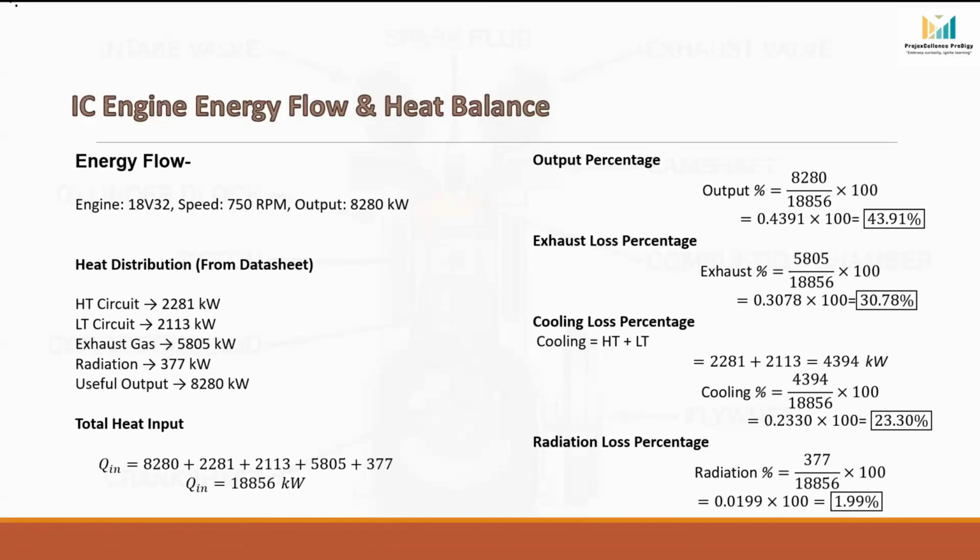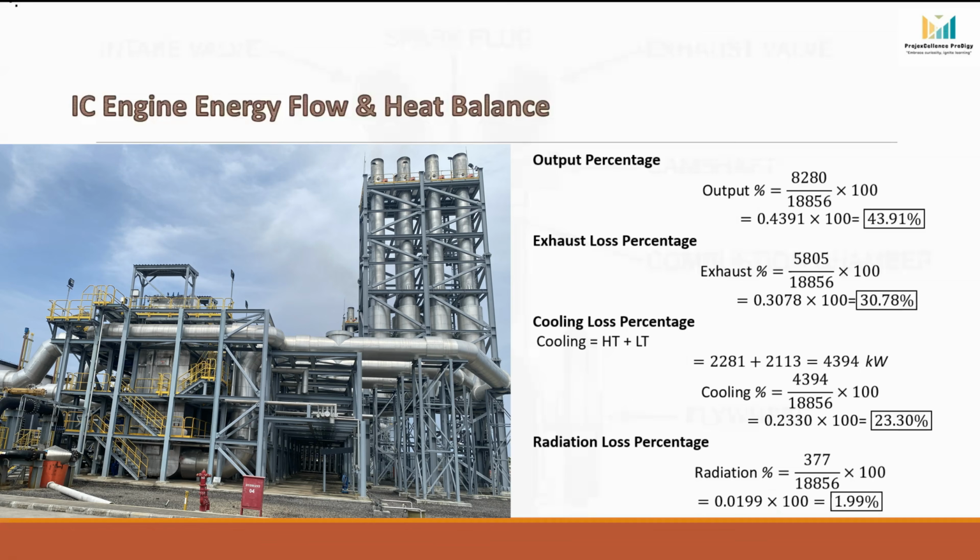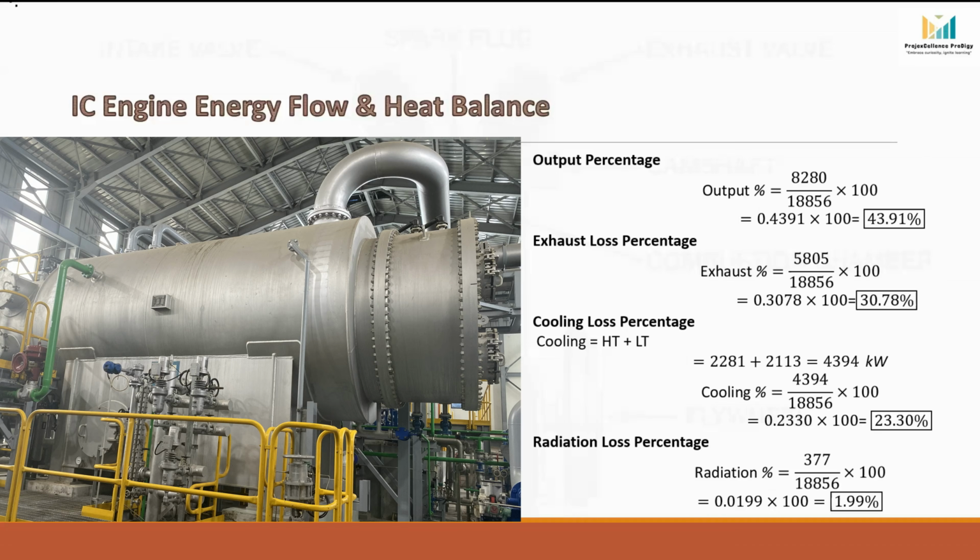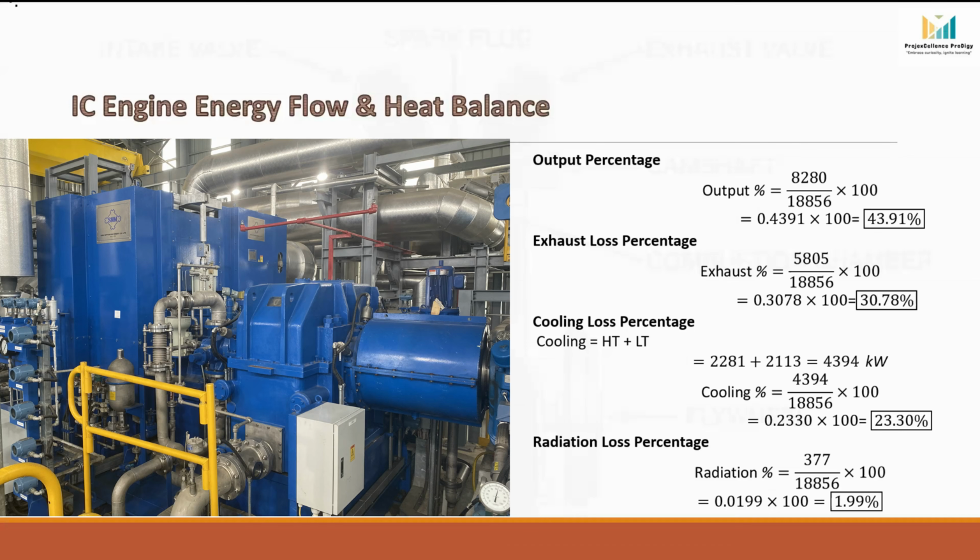Now here comes the real engineering intelligence. To utilize this waste energy, modern power plants use combined cycle technology. In a combined cycle power plant, the hot exhaust gases are not wasted. Instead, they are passed through a waste heat recovery boiler. This heat is used to generate steam, and that steam is used to run a steam turbine or for heating applications in auxiliaries. So what was earlier a loss now becomes useful energy.